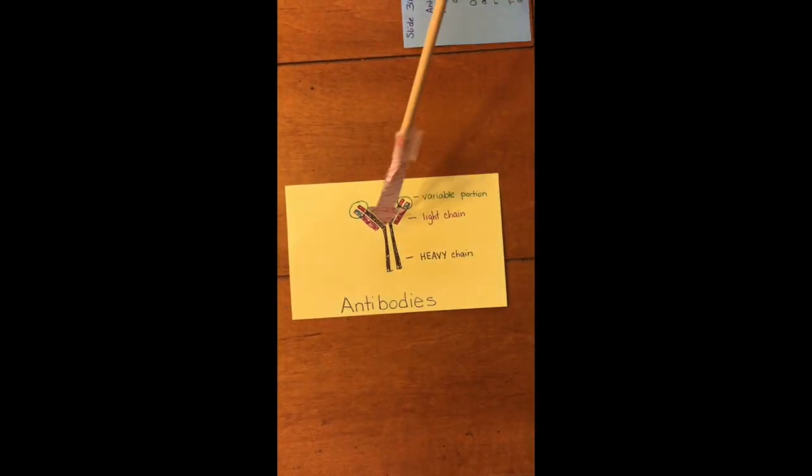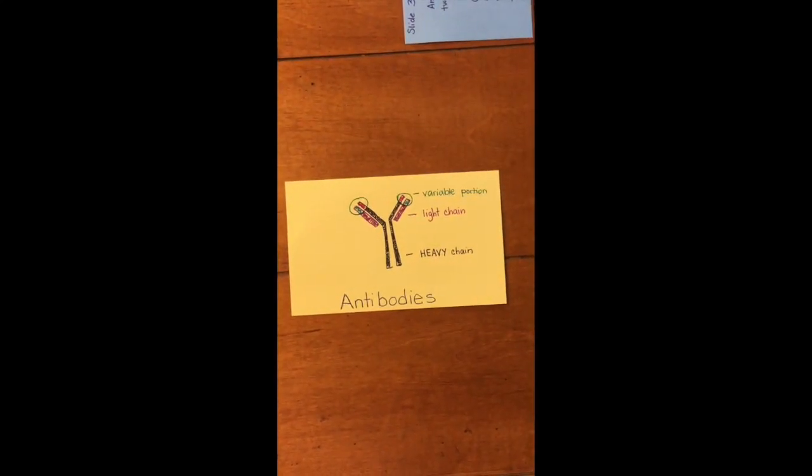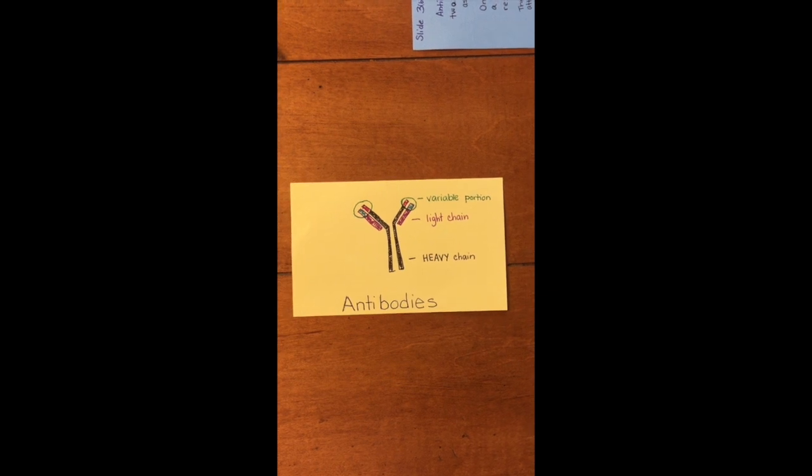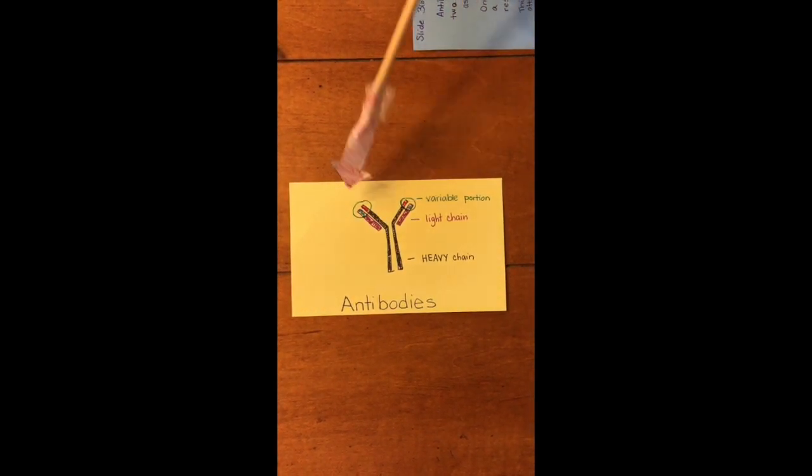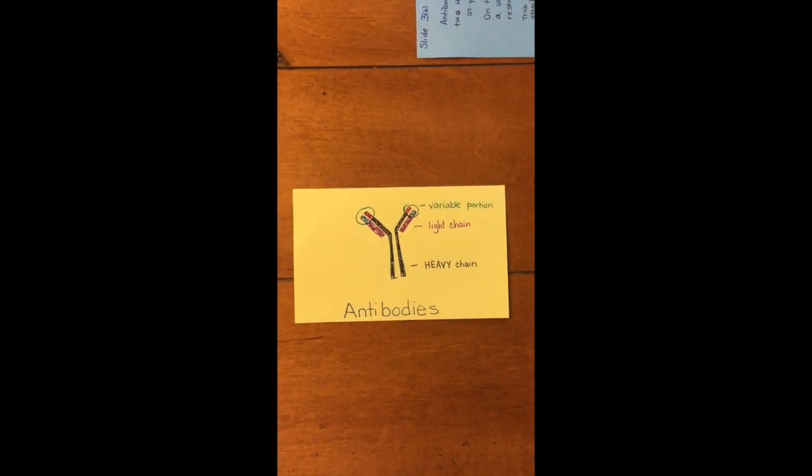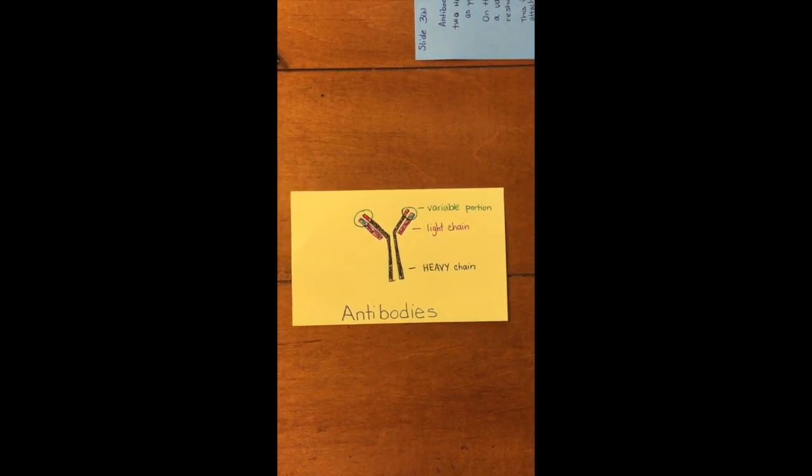Antibodies have two parts, two heavy chains and two light chains, as you can see here. On the ends of each chain are variable portions, where DNA is reshuffled to make a unique combination. This is the part of the antibody that will attach to an antigen.